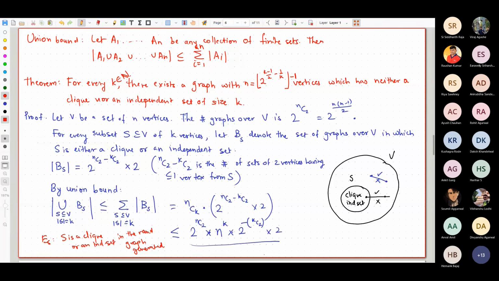Sorry? We were trying to find the total number of graphs over V which have a clique or independent set. There we are finding the probability of that. Probability, right? Exactly. Which is why I said you are just using a different language. Instead of English, you are using Hindi. That's all. Instead of using cardinality, you are using probability. Okay?